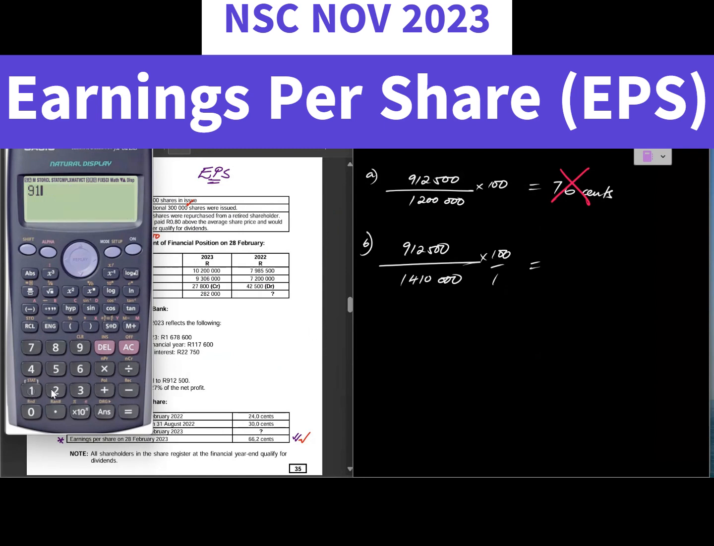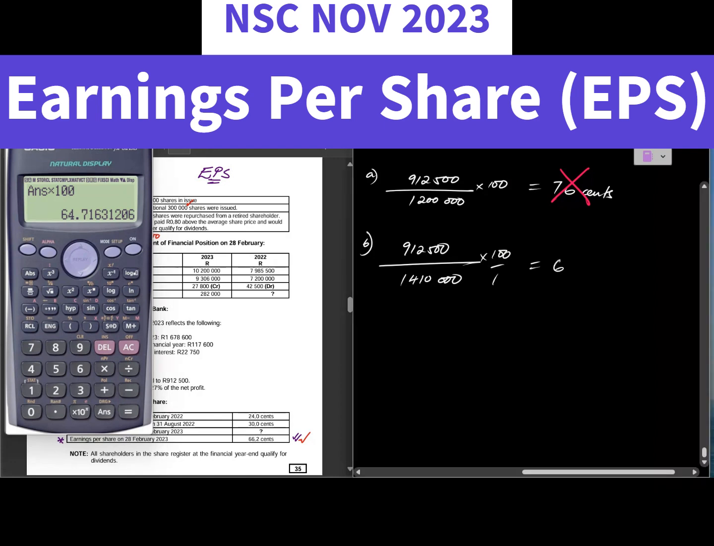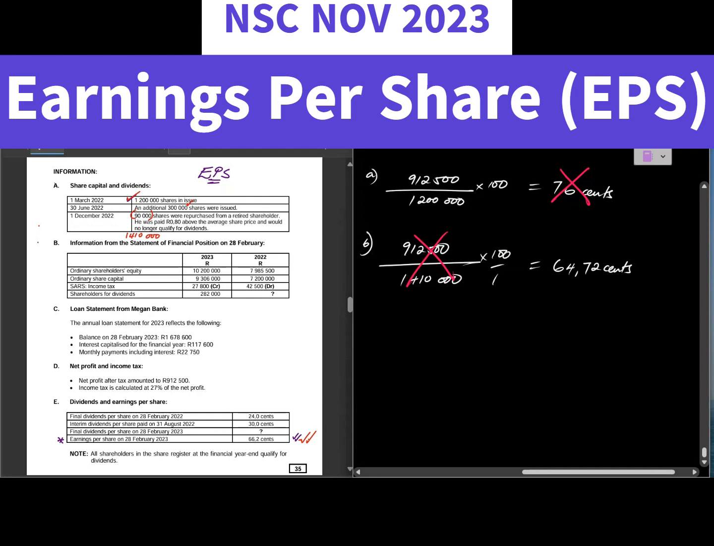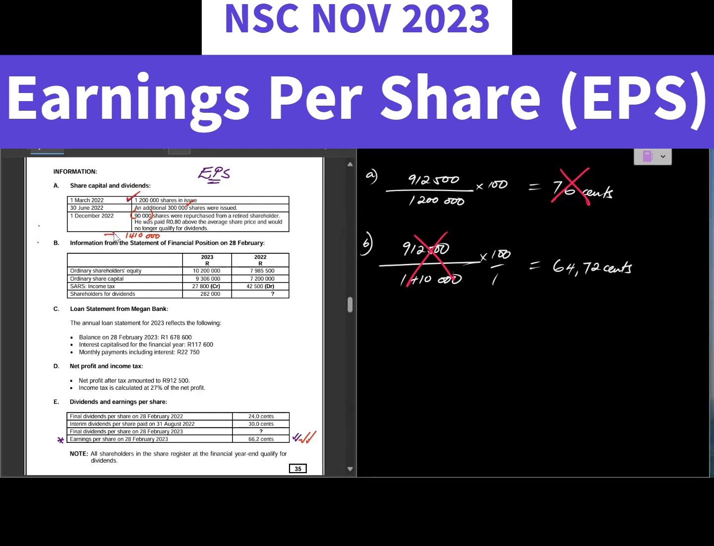So I'll then say 912,500, and I divide that by 1,410,000. And then we would get 64.7. So even if I still multiply it by 100 cents, it's 64.71 cents. Okay, so the answer here becomes 72 cents. Again, the answer that we're looking for is 66.2 cents. That means this option is still not correct, where you use the number of shares at the end.